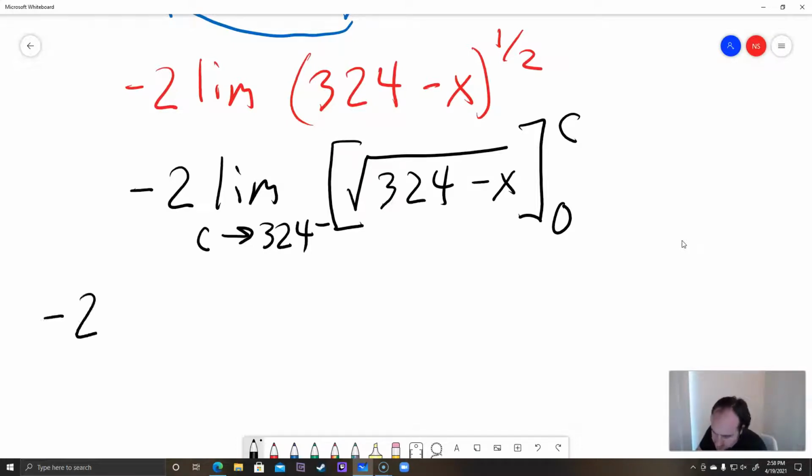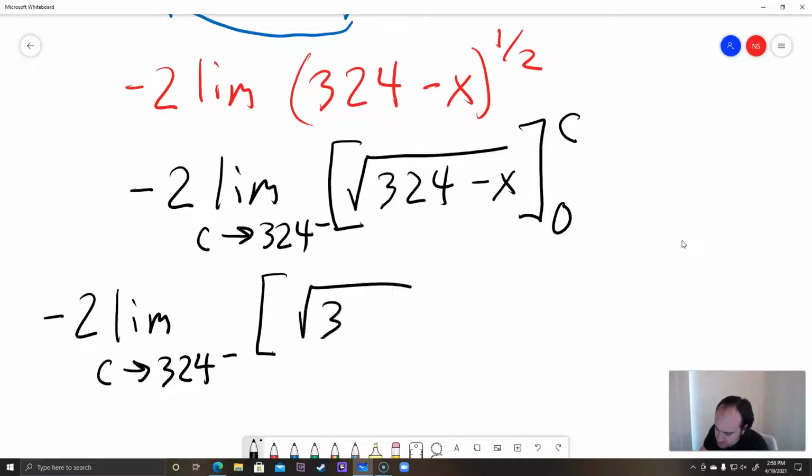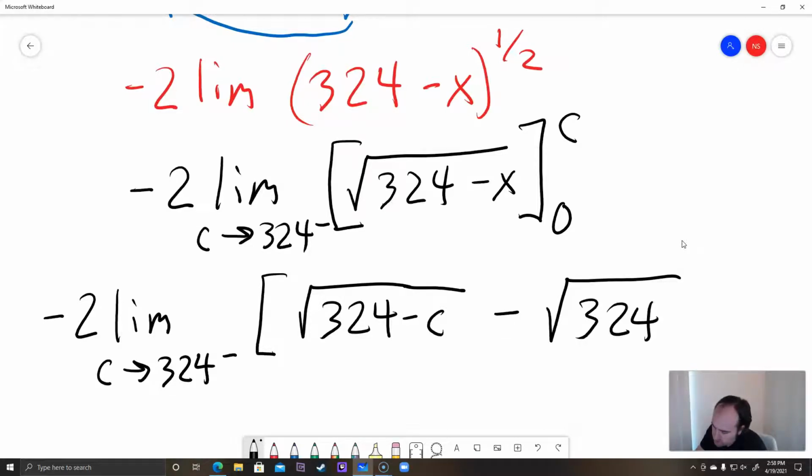Okay, so we still have negative 2 times the limit as c approaches 324 from the left. Plugging in, we have the square root of 324 minus c minus the square root of 324 minus 0.